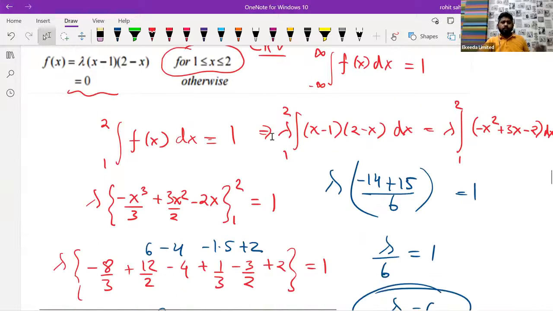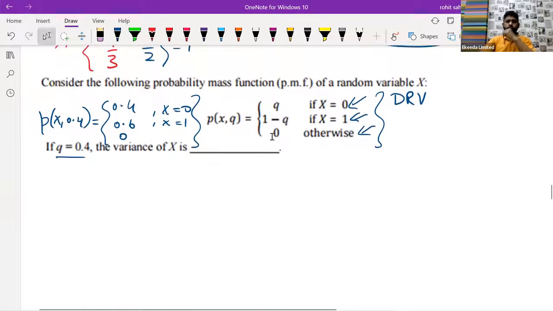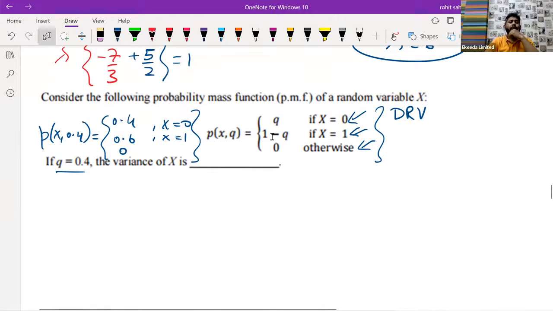Okay, we started with this question. Now we need to finish it. So for q equal to 0.4, your density table should be 0.4 for x equal to 0. You can see it here. And it should be 0.6 for x equal to 1, and otherwise 0. That's it. Now you are looking for the variance.